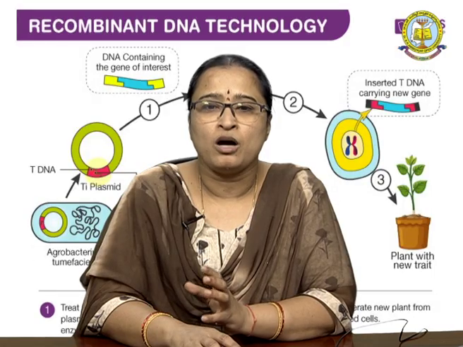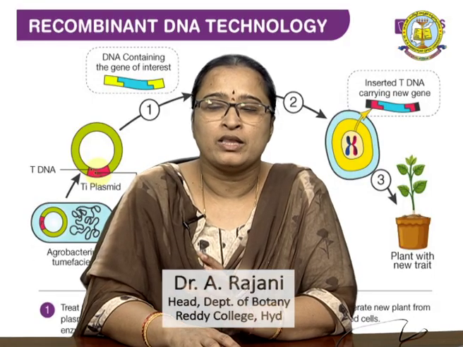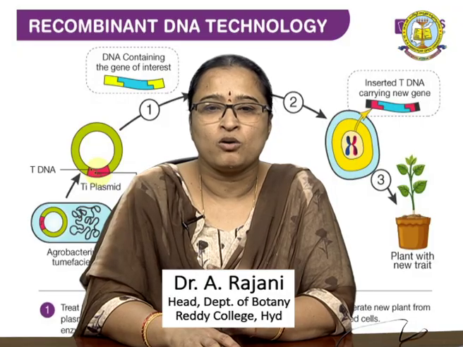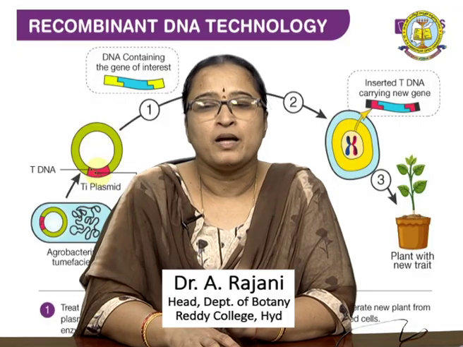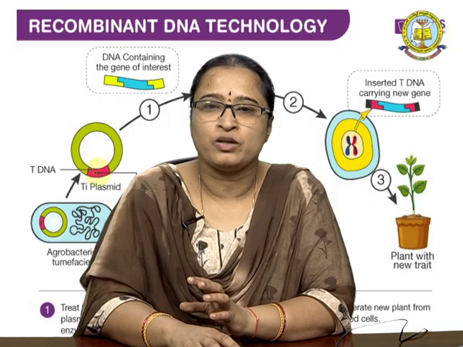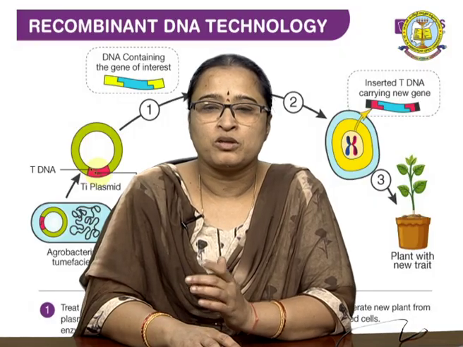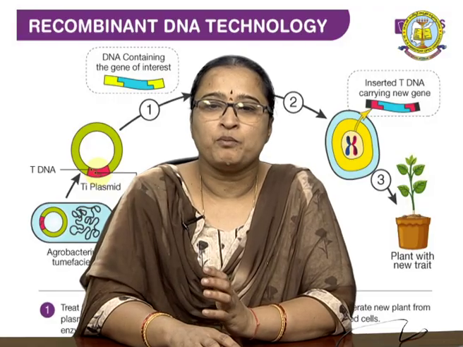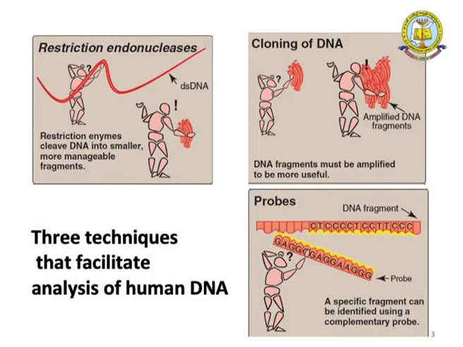Coming to cloning, how to clone the DNA. When the DNA is cut, the pieces are called DNA fragments. Those DNA fragments must be amplified to be more useful for cloning vectors. Coming to the third one, the probes. After DNA fragmentation, a specific fragment can be identified using a complementary probe. Each and every step utilizing genetic engineering completes the rDNA technology.